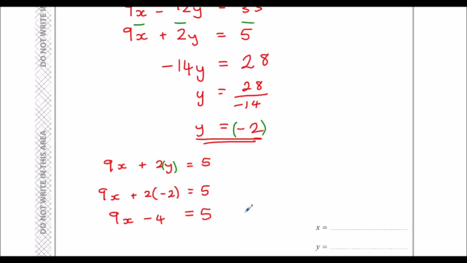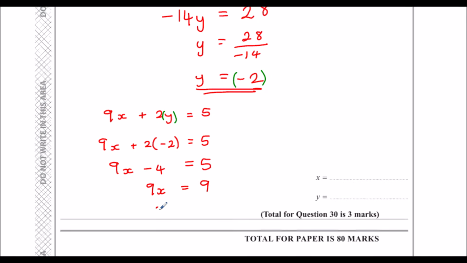I want to get rid of the minus 4, so I add 4 to both sides. 9x is 9, and now divide both sides by 9, x is 1. So x is 1, and y is negative 2.